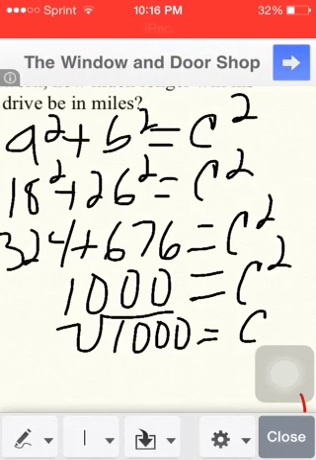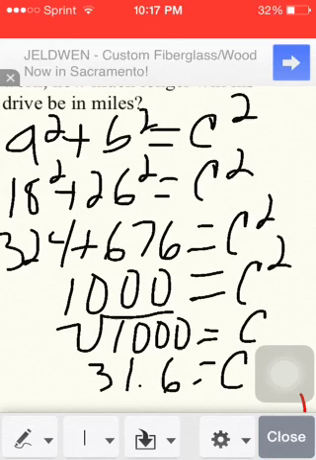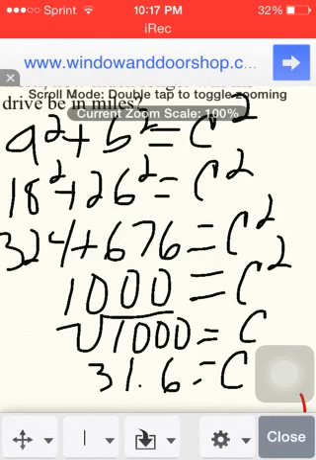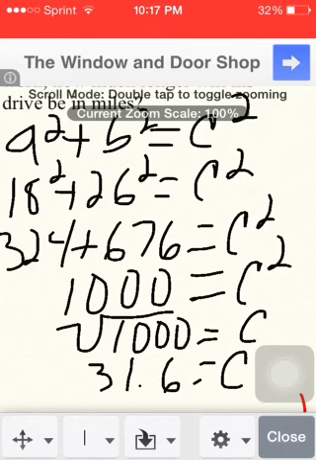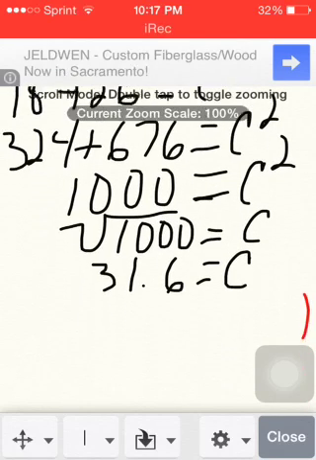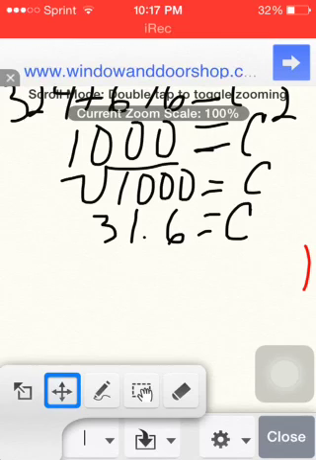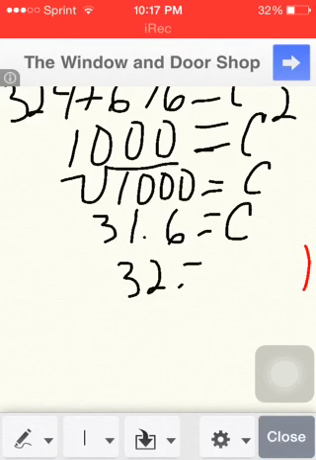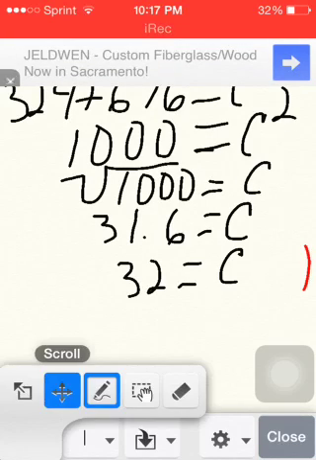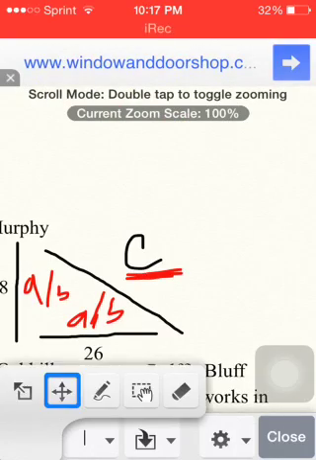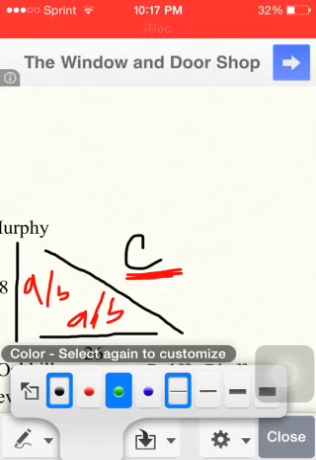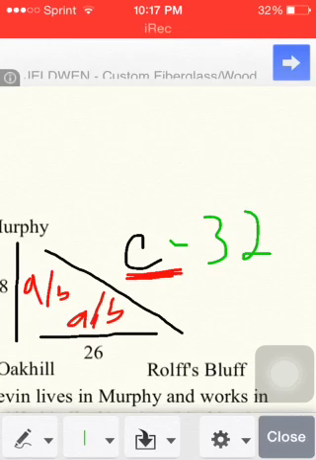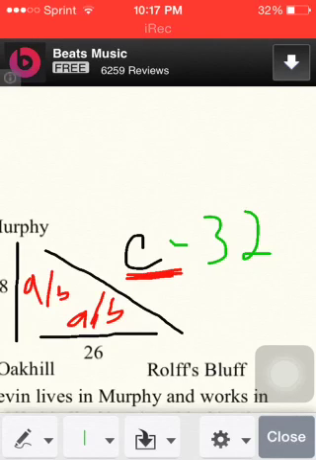The square root of 1000 is 31.6, and I've already worked out these numbers ahead of time, so don't think I have these rolling off the tip of my tongue here. So we're going to scroll the screen up a little bit so we can see a little bit more and write a little bit more. And so 31.6, we're just going to round that to 32. So we're going to say the distance, we're going to scroll that back up here and get our pen back and get a little different color for emphasis. So the distance is 32. So when Kevin just drives straight from Murphy down to Rolf's Bluff, the distance is 32.